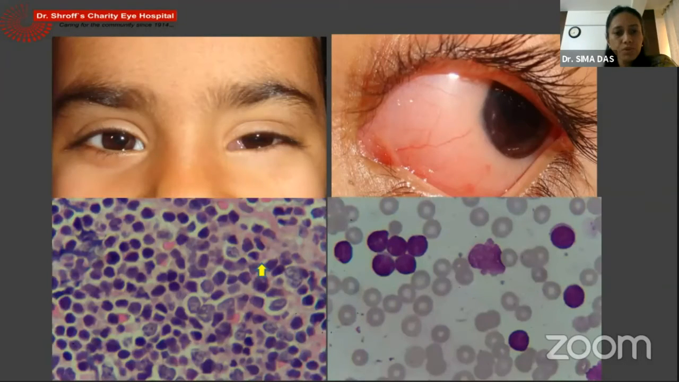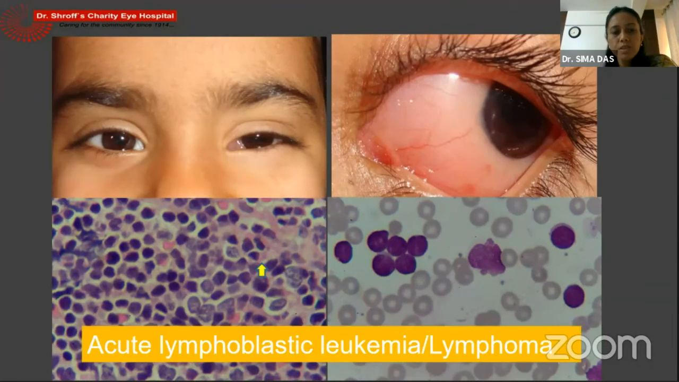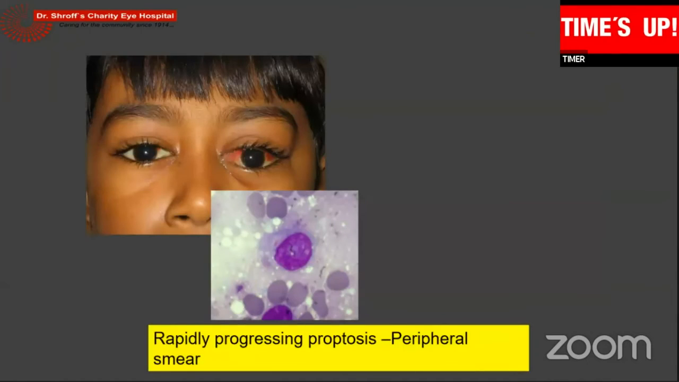The blast cells, which we could see even in the incision biopsy specimen, and subsequently even on the peripheral smear, we could see the blood cells. So this was an acute lymphoblastic leukemia, lymphoma, what we call them, which presented as a conjunctivitis, unusual.